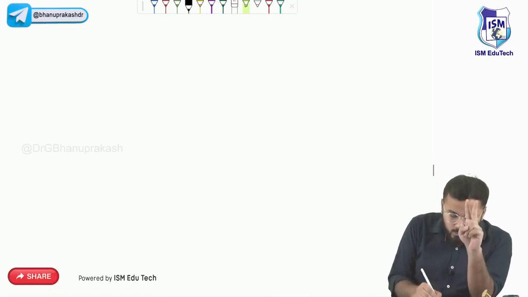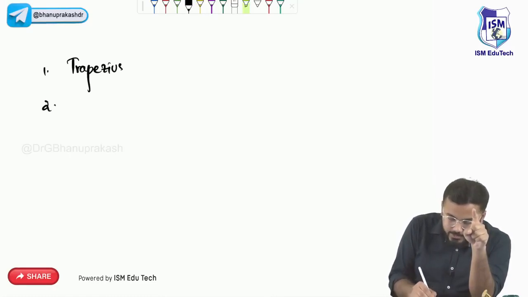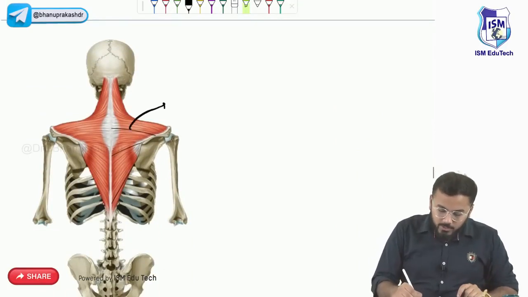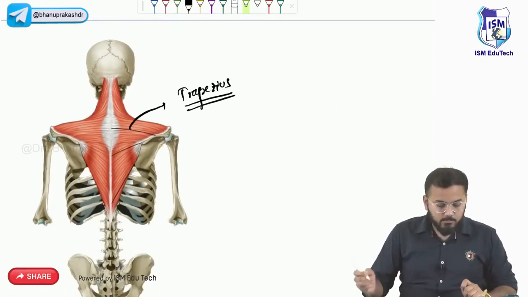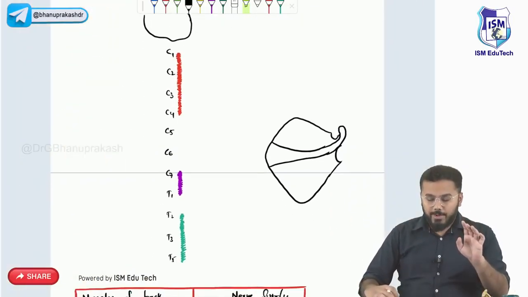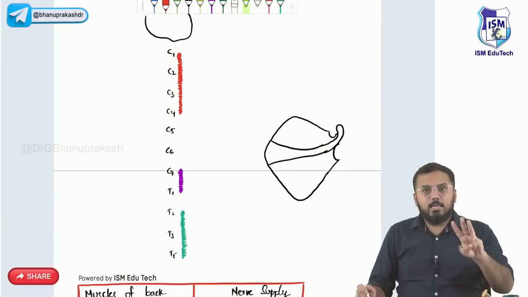So far, we have discussed two muscles. Muscle number one, which we discussed, was trapezius. Muscle number two, which we discussed, was latissimus dorsi. Let us look onto the third muscle. So, this muscle over here is your trapezius. Trapezius, okay. Let us look onto the next muscle. Now, look here. All of you pay attention. There are three muscles here. What are these three muscles?